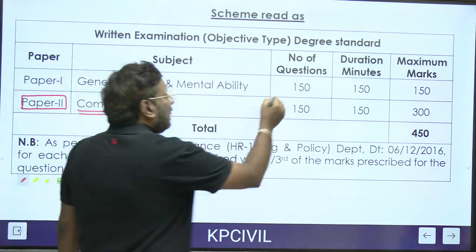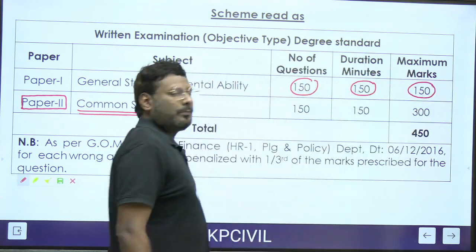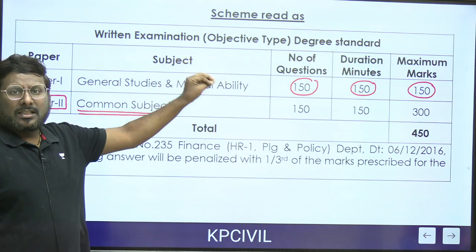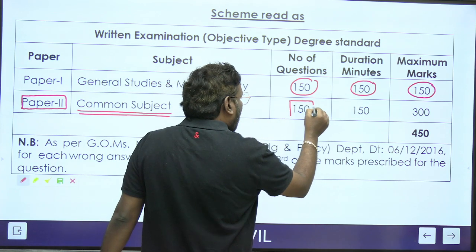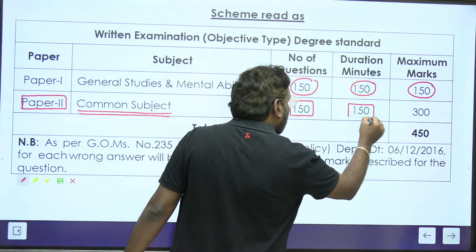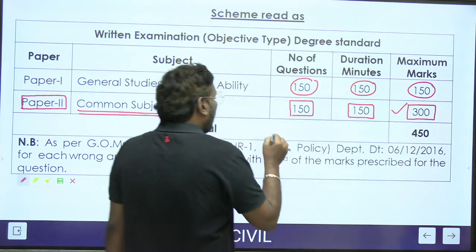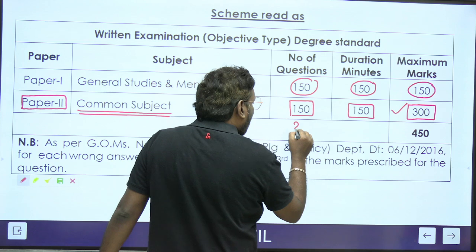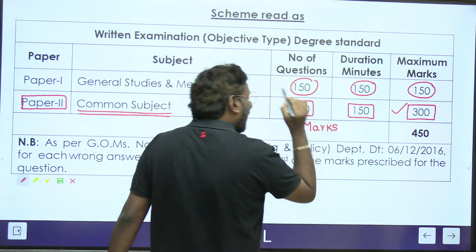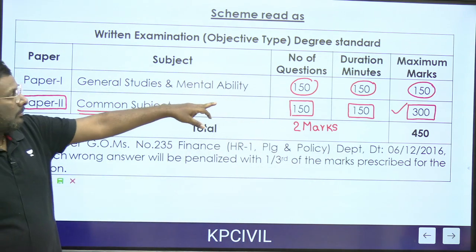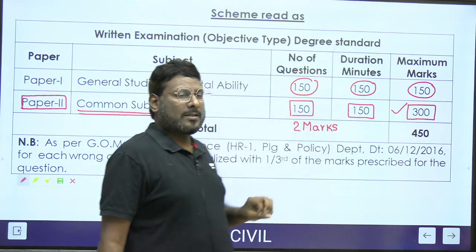Paper 1 is general studies: 150 questions, 150 minutes, 150 marks, the same as general studies as it is. Paper 2, the common subject: 150 questions, 150 minutes, 300 marks. Please do remember this: each question carries 2 marks. 150 questions, each question 2 marks, for 300 marks.